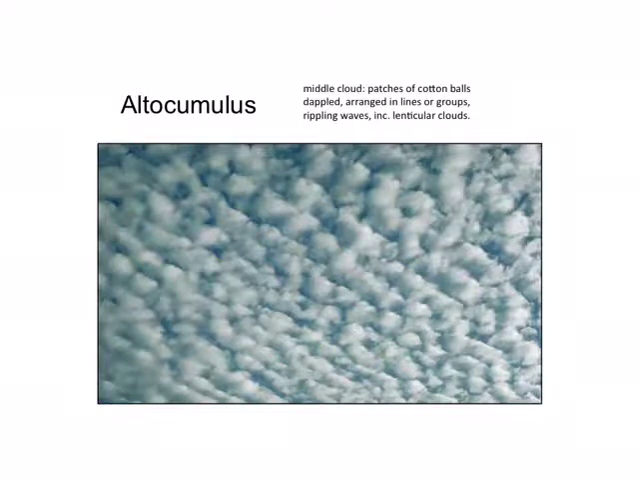Over here, we have altocumulus clouds. These are the clouds that look a little bit like patches of cotton balls. Sometimes you see them arranged in lines or groups. Sometimes you get them in the form of rippling waves. But they're the clouds that look a lot like cotton balls.